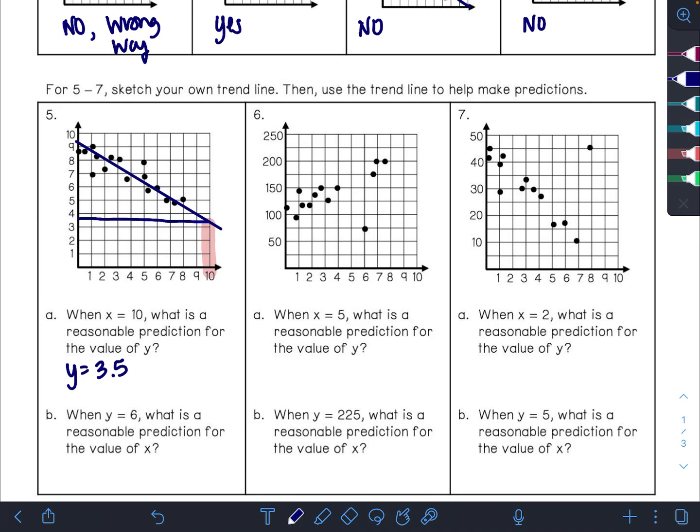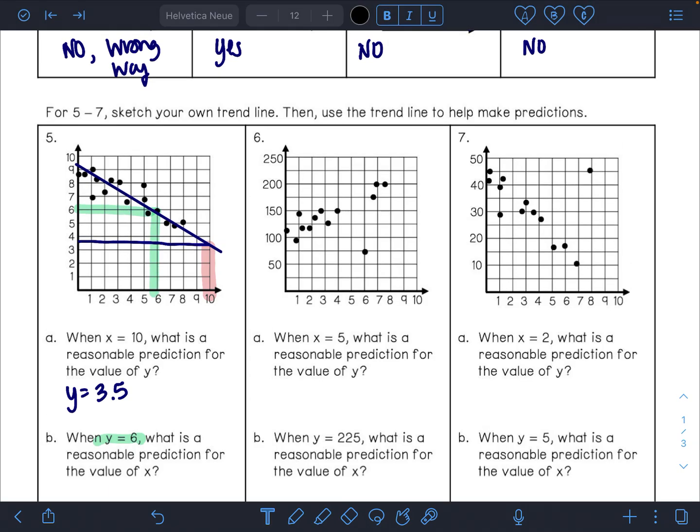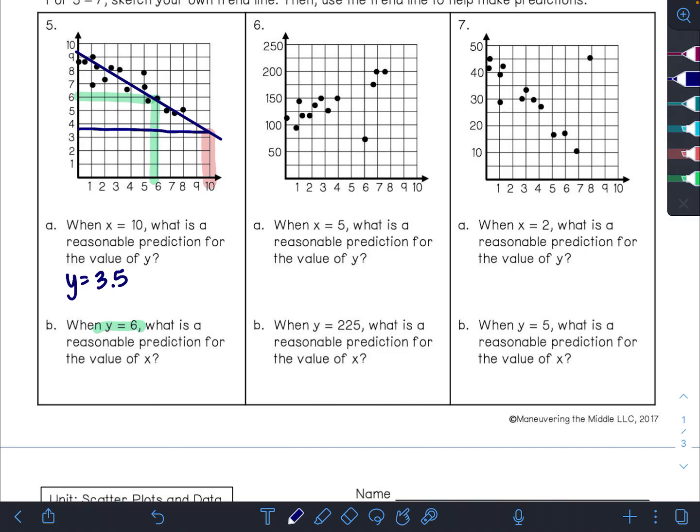I have the trend lines drawn on there, and on the other paper too. I also want to know when Y is equal to 6. If I go across here and go down, it's at about 6. So my X value would be around, on my other paper I have 5.5, but anywhere up to 6 would be sufficient. The thing is making sure that you are trying to go through the middle of your data the best that you can.